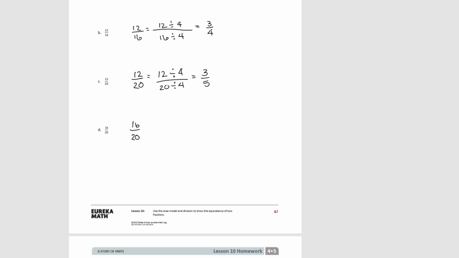16/20. So we can use, again, 4 as a common factor. And we end up with 4/5. 5 is a prime number. So unless 5 is a factor of 4, which it's not, this number is in simplest form. And that concludes lesson 10.